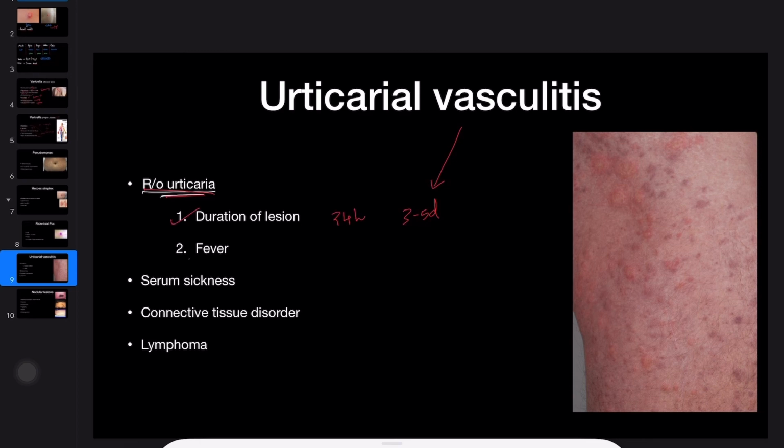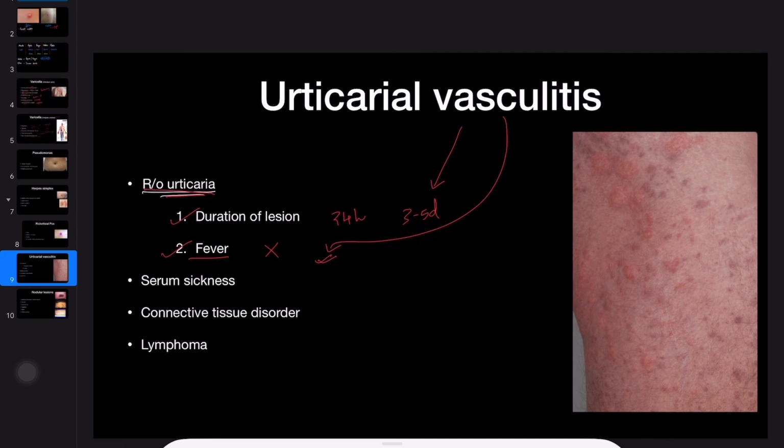Also, another important one is fever. Urticaria will never have fever, but urticarial vasculitis will have fever. So these two will help you rule out urticaria. Now, there are a couple of associations you need to remember. This will be mentioned in the question stem, and these will help you to reach the diagnosis of vasculitis.